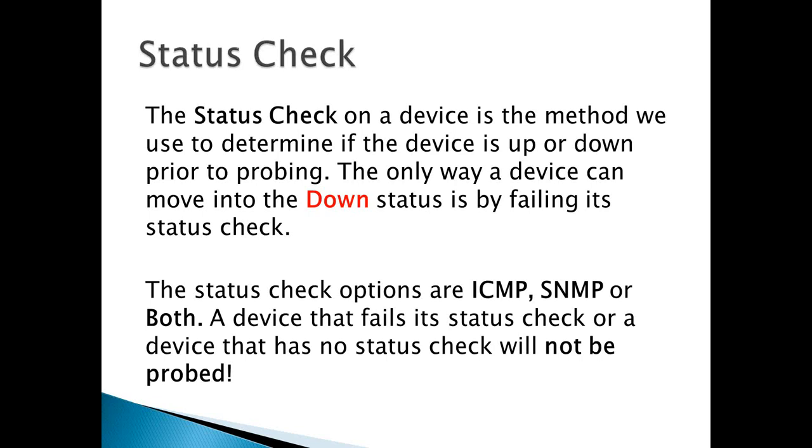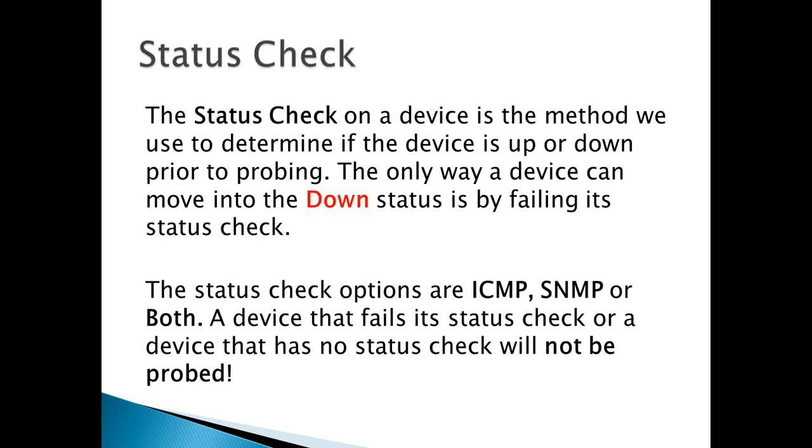With the SNMP status check, we're going to perform a standard SNMP probe on the device, and as long as we get a result back, we'll label the device as good, and then we'll go through the rest of the probes. If you set both ICMP and SNMP, then it has to pass both of those checks. If it fails either one, it will be labeled as down.